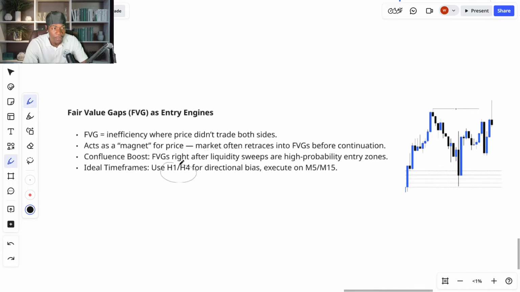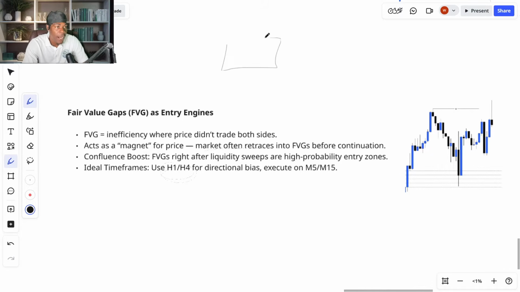We use the 1 hour and the 4 hour for directional bias. Then we scale down to the 5 minute and the 15 minute time frames to execute. We do this every single day on a daily basis. We use the 1 hour to 4 hour zones, the 4 hour fair value gaps, and the 4 hour directional bias.